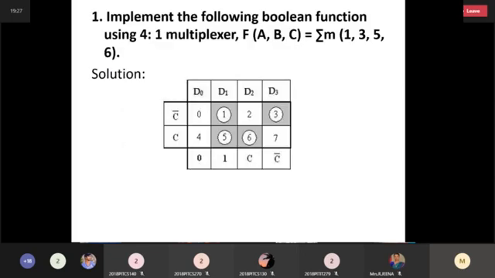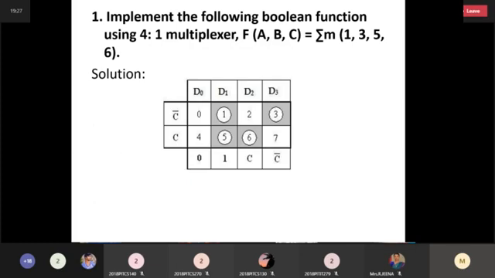Next one is the multiplexer implementation problems. Next we go with problems. First, implement the following Boolean function using a 4-to-1 multiplexer. 4-to-1 multiplexer means 2 power 2 inputs and 1 output. 2 selection lines are there, right?